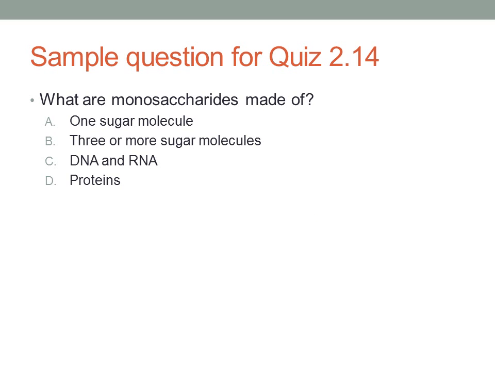So here's a sample question for quiz 2.14. This is an exact question from the quiz. What are monosaccharides made of? A, 1 sugar molecule, B, 3 or more sugar molecules, C, DNA and RNA, or D, proteins. We know saccharide means sugar, so we can eliminate C and D. And the word mono means one, so we can say that the best answer for this would be A, 1 sugar molecule.